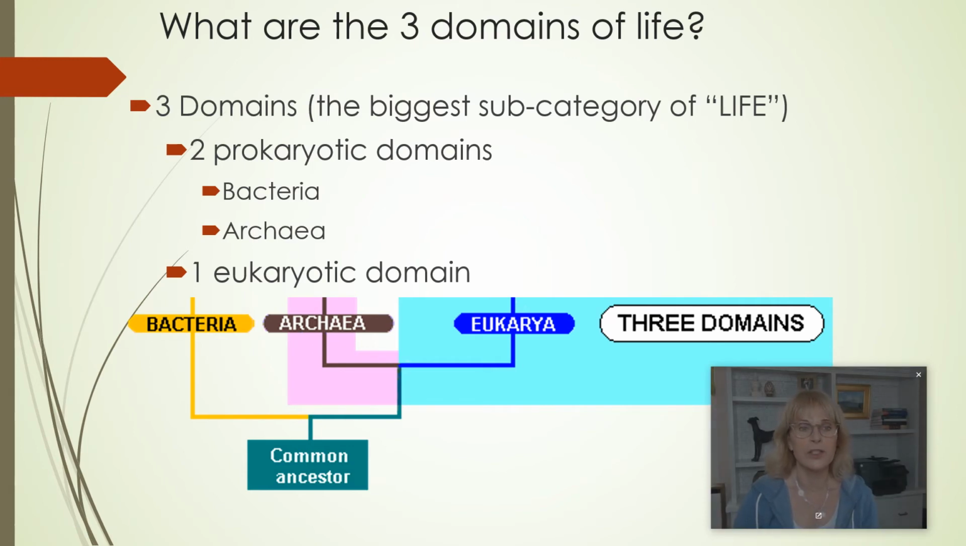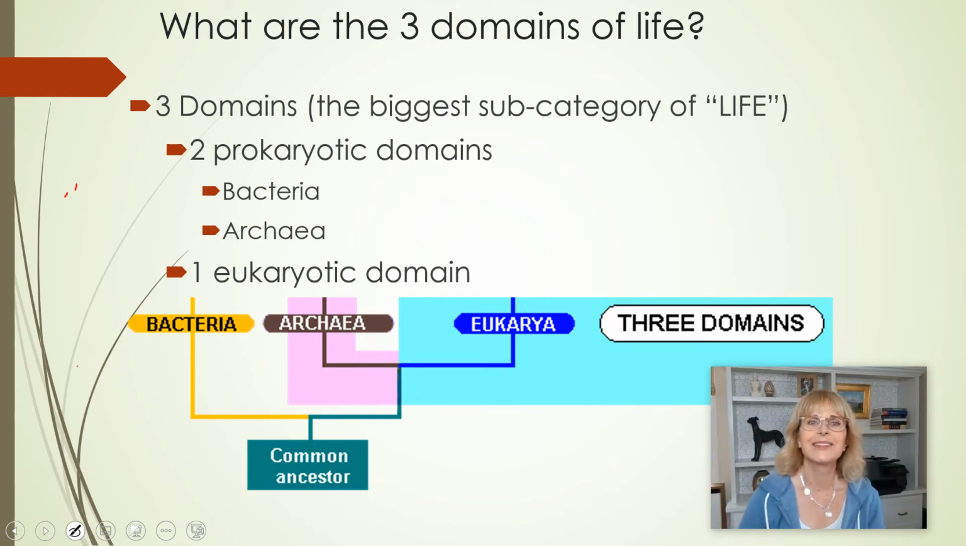What are the three domains of life? There are three major domains of life. And back when I was in school, there were just two. When your kids are in school, there might be four. But right now, there are just three. And the one that you are thinking about all the time when you're thinking about life is this one, eukarya.